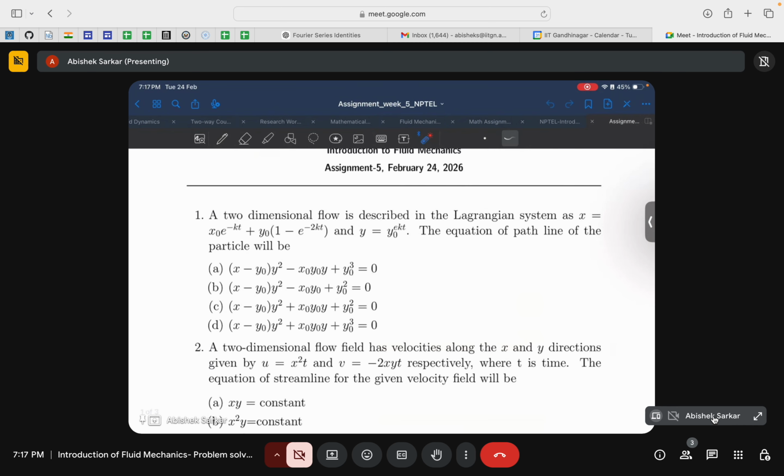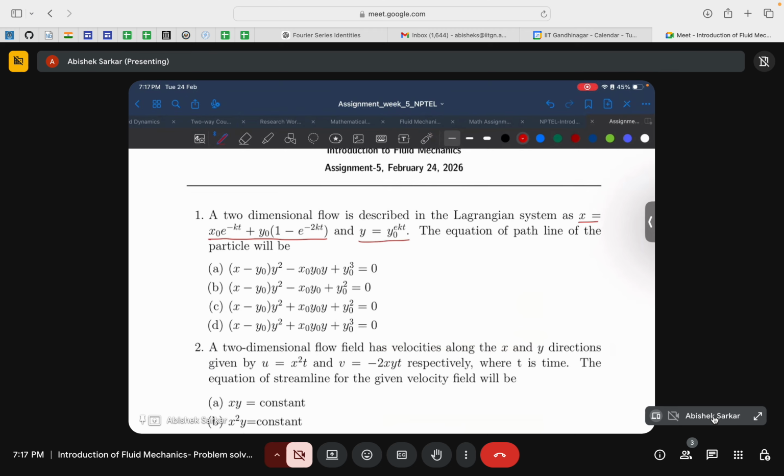A two-dimensional flow is described in the Lagrangian system as x equal to x naught e to the minus kt plus y naught times (1 minus e to the minus 2kt), and y is y naught e to the power kt. The equation of path line will be, again these are the given options.